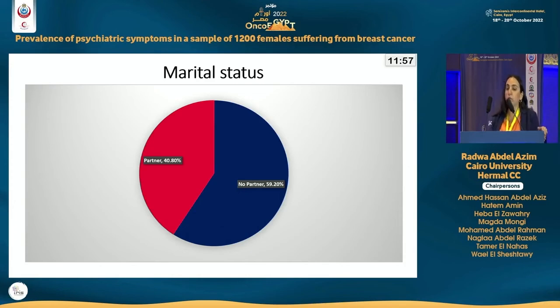So when we looked at the marital status, you could see almost 60%. So more than half of the patients had no partners, whether the partner left when they became sick, whether the person has another wife, and we all know in our society there is polygamy, and whether she's a widow. Only 40% had partners.